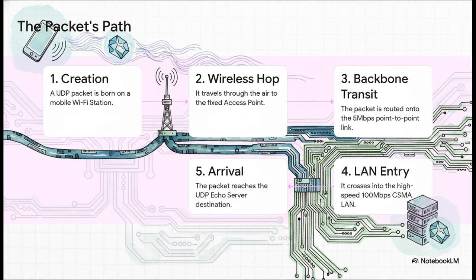So let's trace the path. First, a UDP packet is created on a moving Wi-Fi device. The script uses UDP because it's simple and fast, perfect for a quick test. That packet then makes its first hop through the air to the access point. At the AP, it gets stripped of its Wi-Fi packaging and gets a new wrapper for the wired world. Then, it zips across that slower backbone link, crosses into the super fast LAN, and finally, bam, it arrives at the server. It successfully navigated three different network technologies.